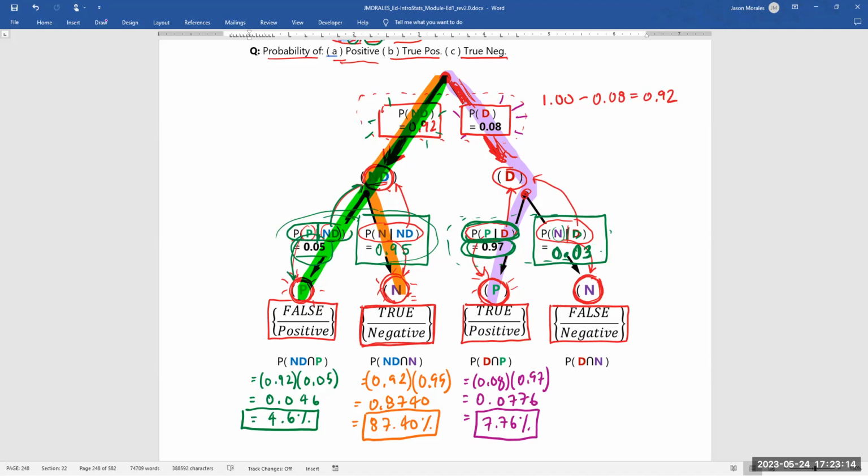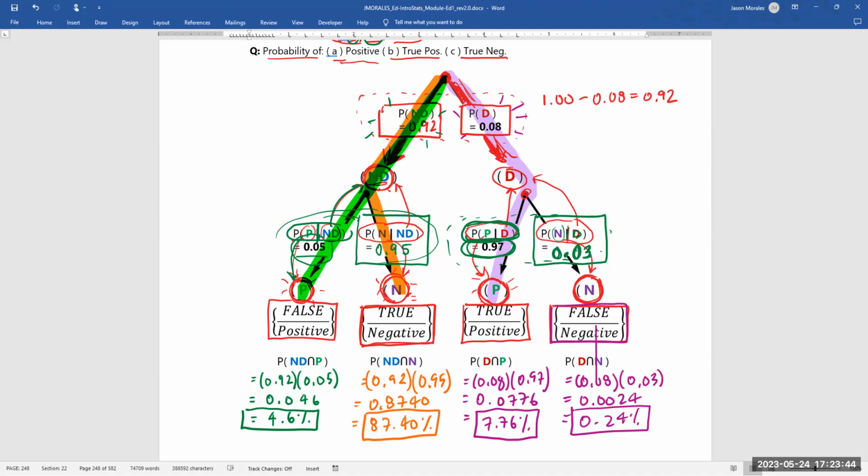And then lastly, the probability of having a false negative is going to be 0.08 times 0.03, which is equal to 0.0024, which is 0.24%.